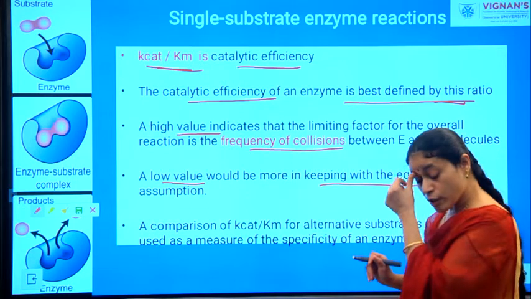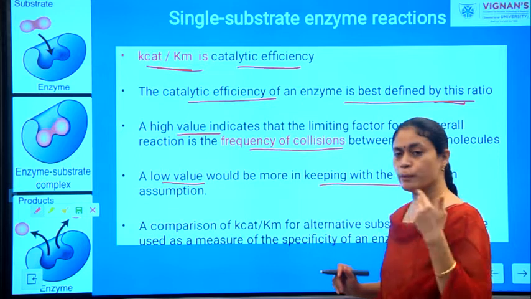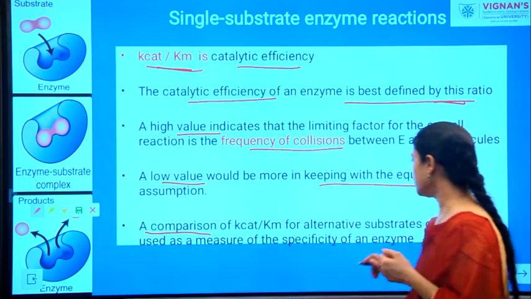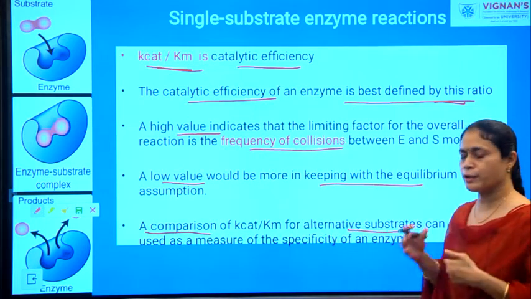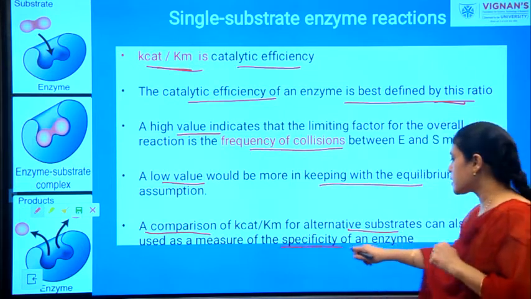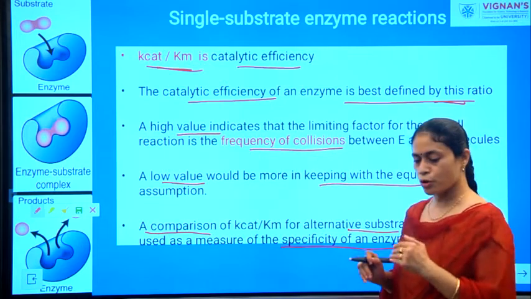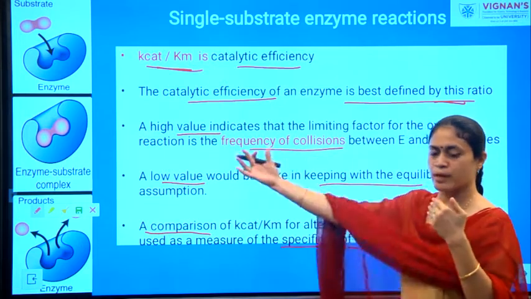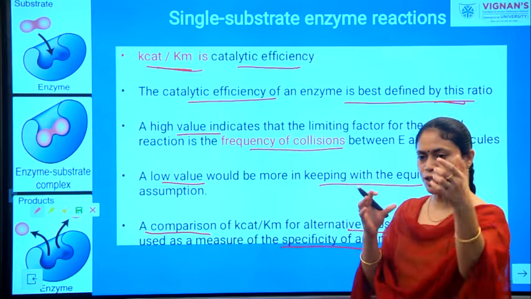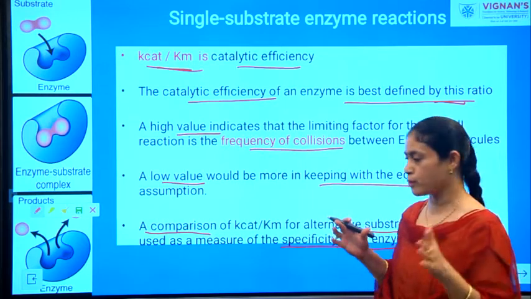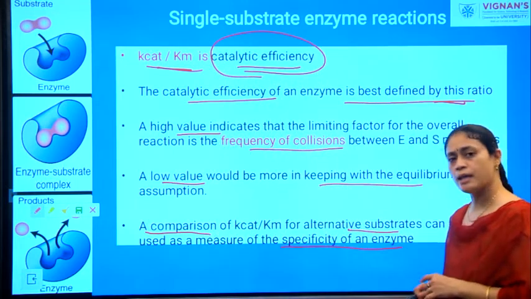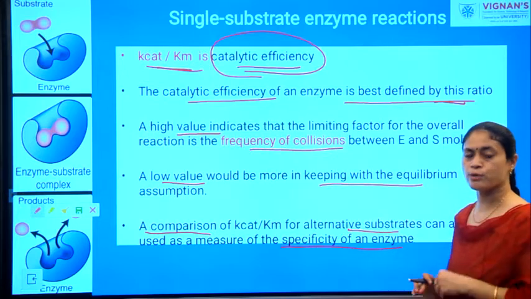So what is the importance of your catalytic efficiency? What will you infer from the catalytic efficiency? By using this, you can compare the efficiency of alternative substrates towards the enzyme molecule, so you can measure the specificity of the enzyme molecule. What is the specificity of that particular enzyme towards one substrate? You take a number of substrate molecules and compare the efficiency of each substrate towards the enzyme molecule. So by using the catalytic efficiency, you can calculate the specificity of the enzyme when a group of substrate molecules is given.